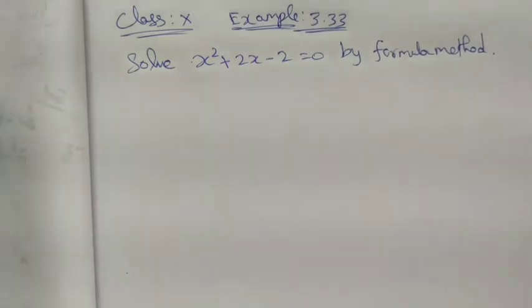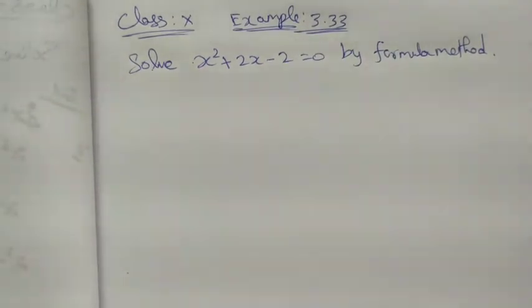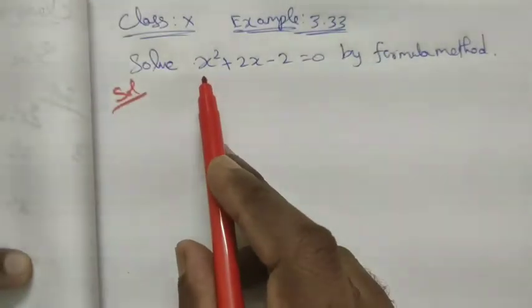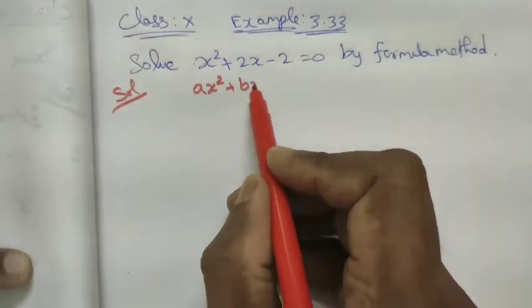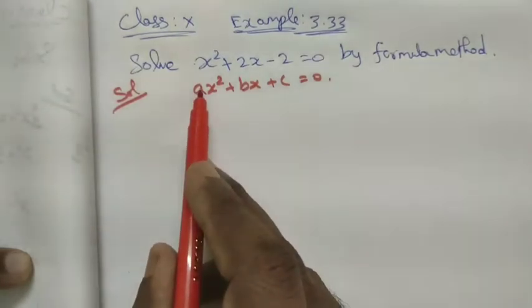Example sum 3.33. Solve x² + 2x − 2 = 0 by formula method. Solve this equation by formula method. So, solution. First of all, we compare this equation with the quadratic equation ax² + bx + c = 0.